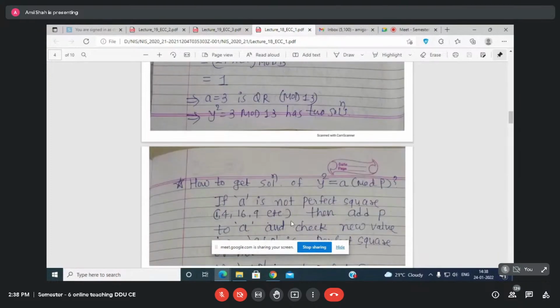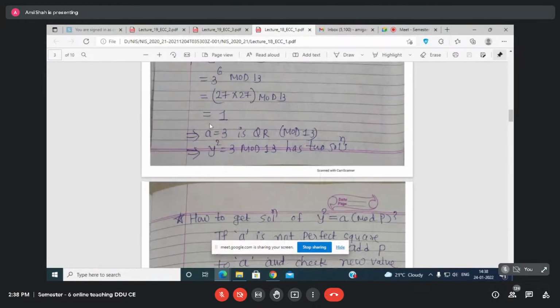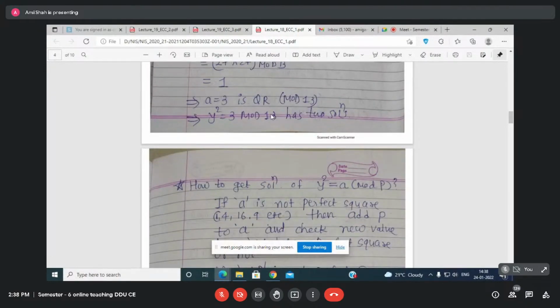So now how to get the solution? I explained this in the last class. You have to check whether the value of this a is a perfect square or not. Here it's 3, meaning the square root is not possible, so it's not a perfect square. So what you have to do? You have to add p to this a value.